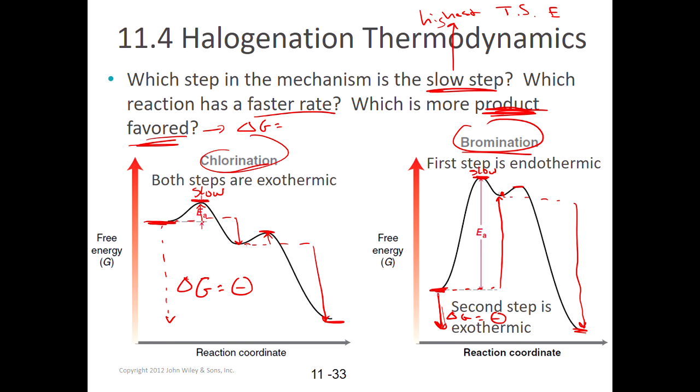But what we're going to see next time is the bromination is more selective because we can exploit this fact that this first step is endothermic to only put enough energy in to go through the lowest energy pathway and not higher energy pathways, which we'll see in more detail next time.